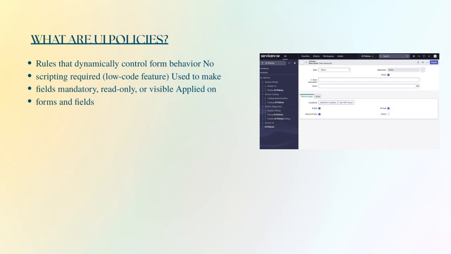Let's talk about rules that dynamically control form behavior. These are low-code features, so you don't need any scripting to set them up. They are used to make fields mandatory, read-only, or visible based on specific conditions. And the great thing is, you can apply these rules directly on forms and fields, giving you a lot of control without complex coding. Now, what are UI policies? Essentially, they are these rules that help us manage how our user interface behaves dynamically, making forms smarter and more user-friendly. This ties into our overall theme of simplifying customization and improving user experience without heavy coding.